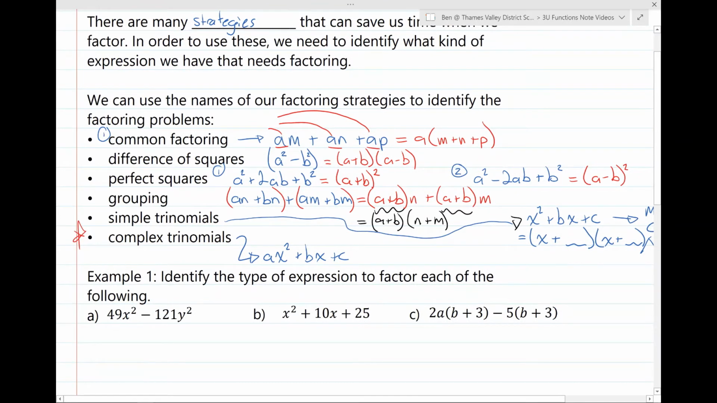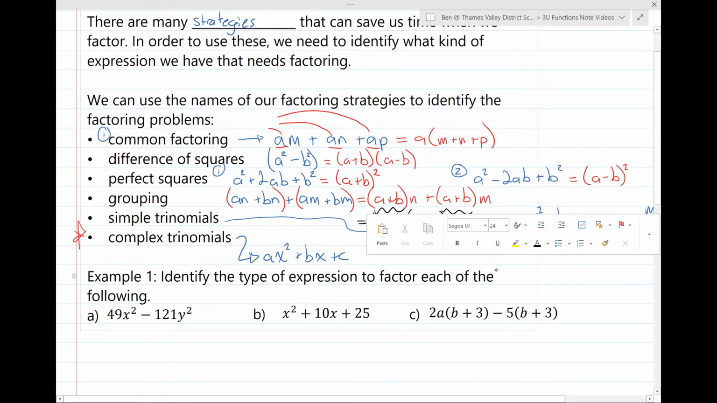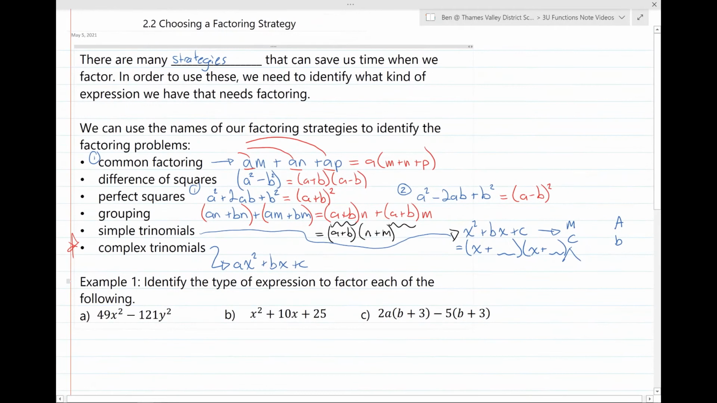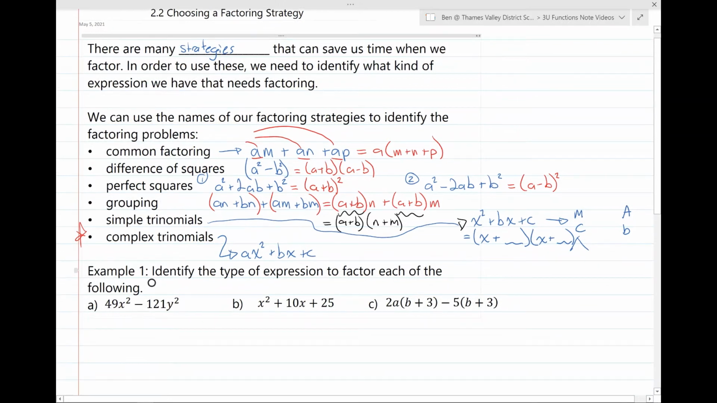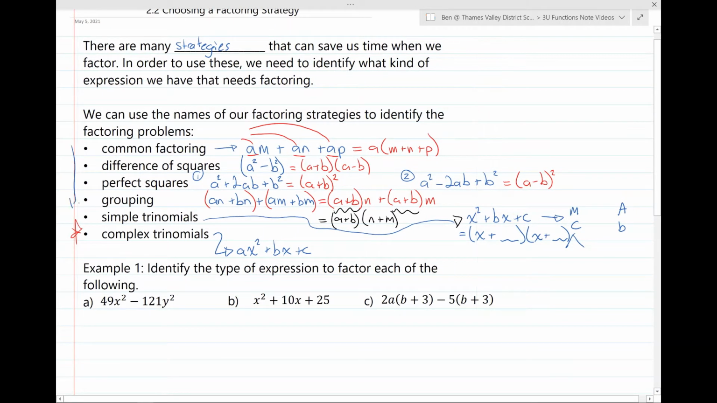Now, you'll notice that when you're working, some problems can fall into a few different categories. They might fall into common factoring. They might also be complex trinomials. They might also be perfect squares. That's actually possible. We could have 1, 2, and 3 all in the same problem. If you're noticing those, I've written them in a strategic order here. It basically goes from easiest to most difficult as you go further down.